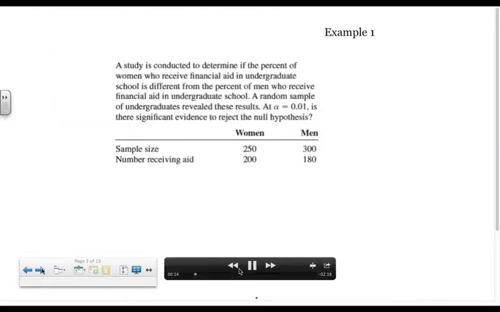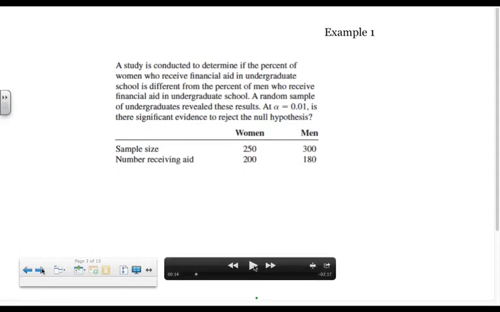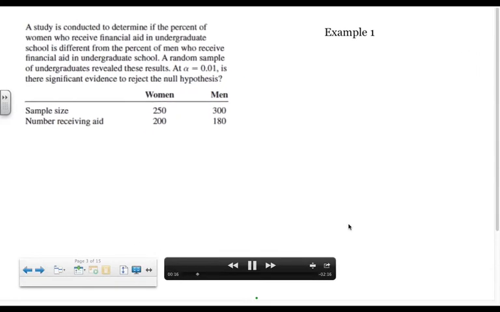So example 1, it says, a study is conducted to determine if the percent of women who receive financial aid in undergraduate school is different from the percent of men who receive financial aid in undergraduate school. A random sample of undergraduates reveals that at alpha equals 0.01, is there significant evidence to reject the null hypothesis? So we want to say that there's a difference, not necessarily that one's bigger than the other. So we set up our hypotheses.